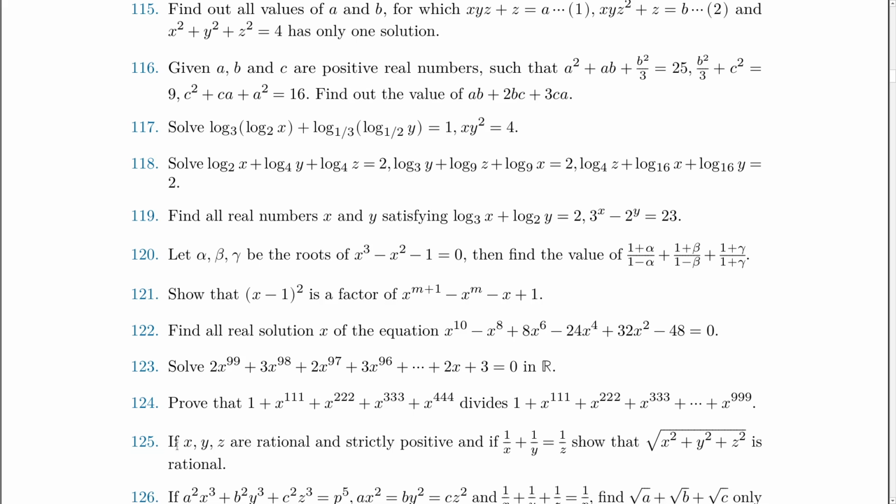Question 125 says that if x, y, z are rational and strictly positive, and if 1 by x plus 1 by y is equal to 1 by z, show that the square root of x squared plus y squared plus z squared is rational.